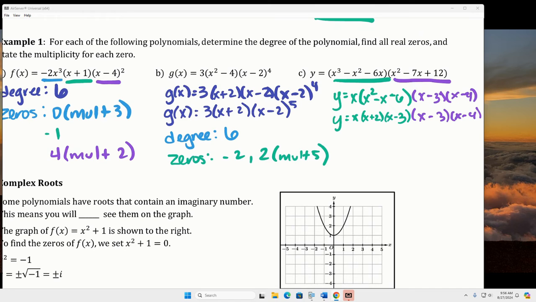All right, and then I would go ahead and combine these together. All right, so from there, I want you guys to tell me the degree and the zeros with their multiplicities.